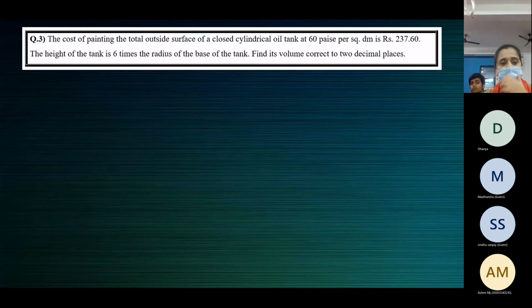See this one. The cost of painting the total outside surface of a closed cylindrical oil tank. So we need to understand what kind of solid it is. It's a closed cylindrical oil tank, so it's cylindrical in shape. The solid is a cylinder. It's a tank, so obviously it has to be closed. It can't be a pipe. It has to hold the oil. So it'll be closed at the bottom. But whether it is closed on the top, the question should tell you. It's an oil tank, mostly it's closed.